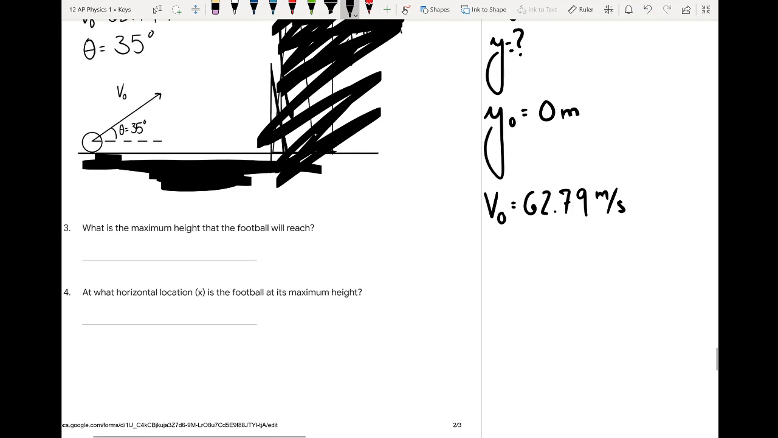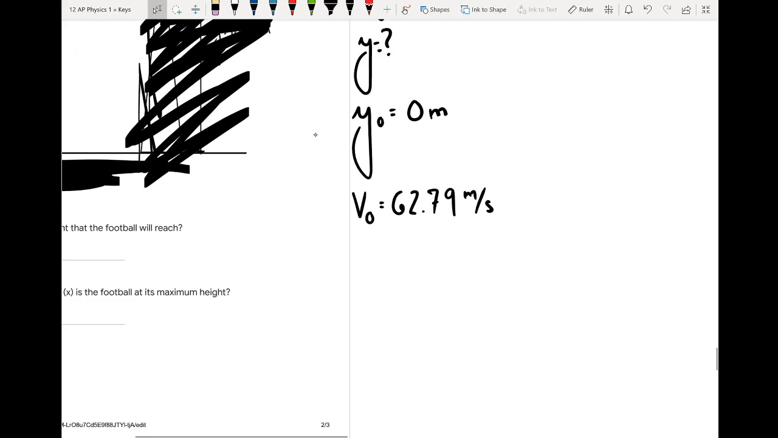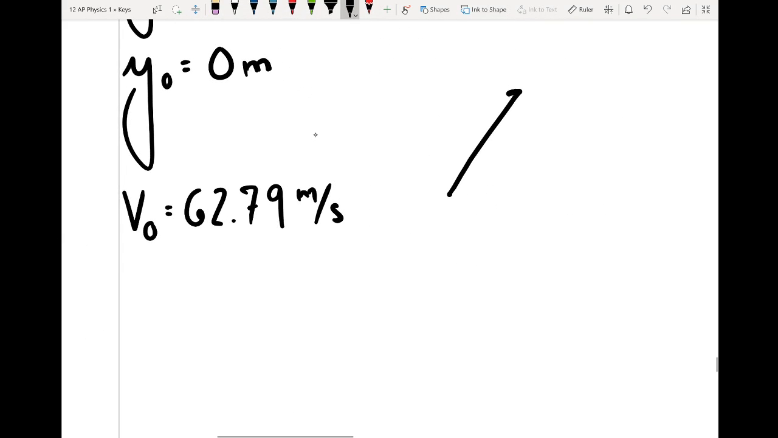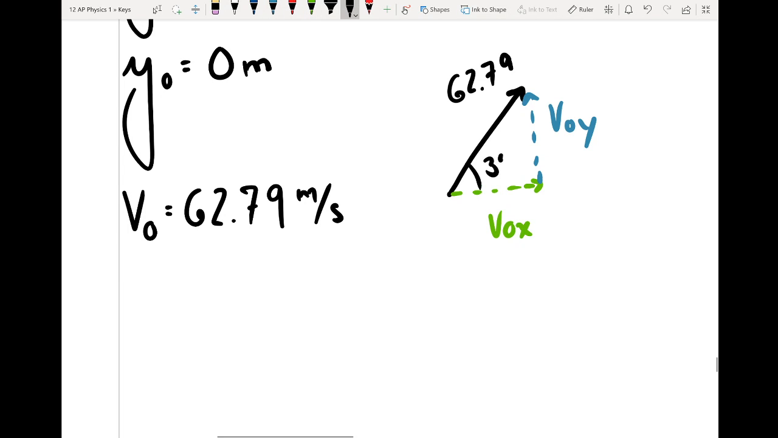But what we want to think about before we go any further is that that's not v naught in the y direction. We have this total v naught of 62.79, but it's not equal to our v naught in the y direction. So what we have to do before we go any further is a little bit of trig to help us figure out what v naught y is.